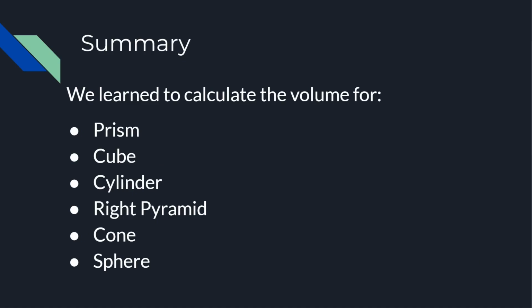Today we covered volume formulas for key 3D shapes in CSEC mathematics. For prisms, we multiply the base area by the height. For a cube, we use the side length cubed. For cylinders, we follow the same prism formula, but with a circular base. For right pyramids and cones, we use 1/3 the base area times the height, with cones having a circular base. Finally, spheres require the radius cubed multiplied by 4 pi over 3.